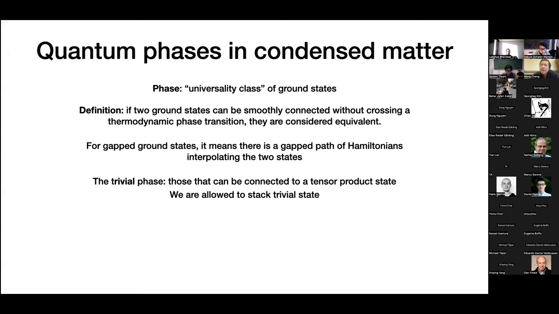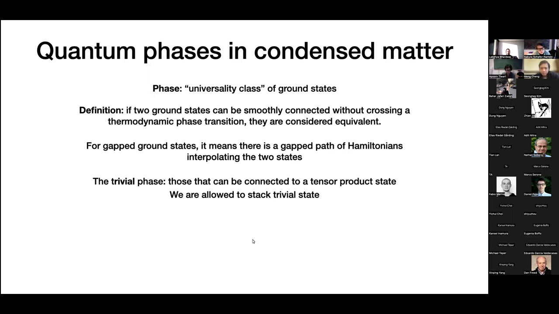Okay. Now there's a notion of a trivial phase. You know, we speak about trivial and non-trivial things all the time. So we need to know what is trivial. So in this context, there's a very natural definition of what a trivial phase means. That is the ground states that can be smoothly connected to a tensor product state. Since we have a tensor product Hilbert space to begin with, this is well-defined. And in talking about these phases, we're always allowed to stack trivial states. So we're kind of defining things in the sense of stabilization by these trivial states.